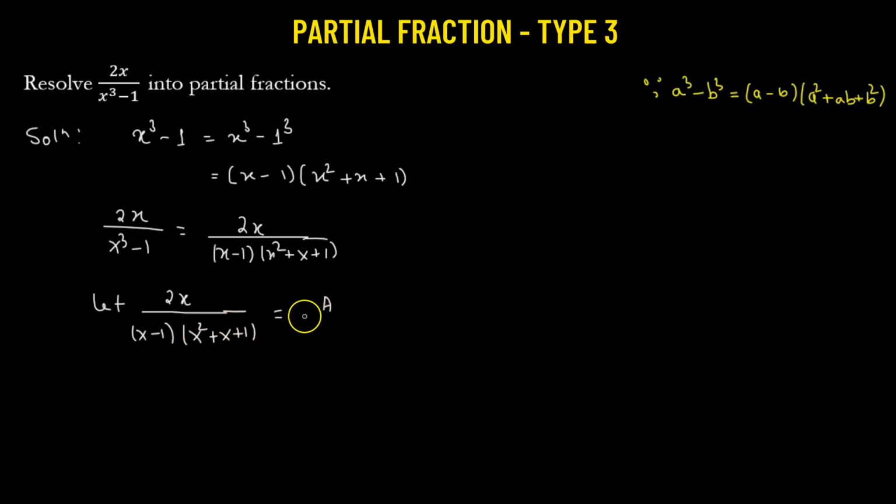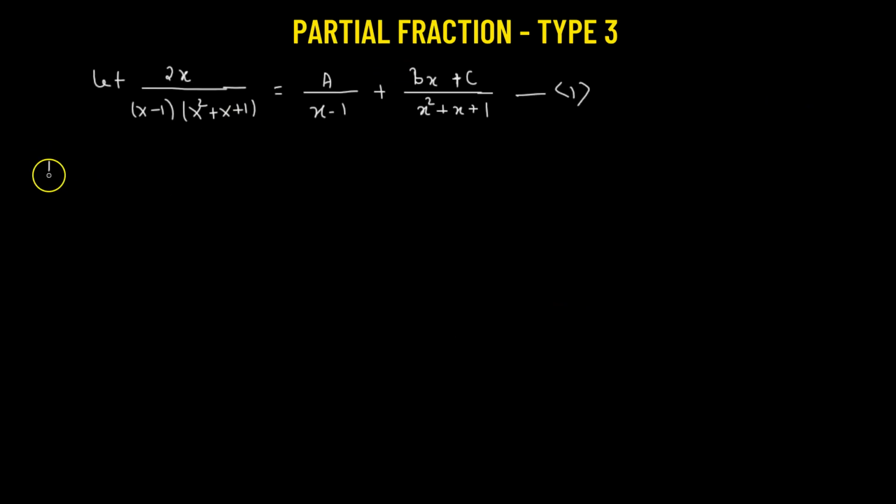The first partial fraction is a over x minus 1, because this is a linear factor. Plus, we have the other partial fraction where the denominator is x squared plus x plus 1. Since this factor is a quadratic factor, we'll have to consider bx plus c. Now our goal will be to determine the values of a, b, and c. Let this be number 1.